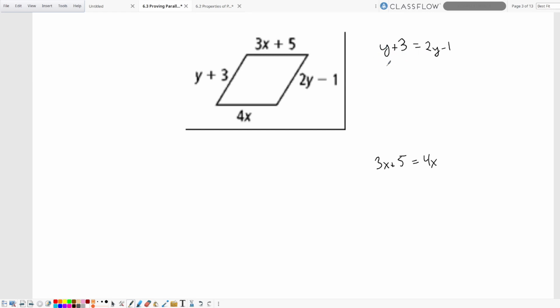So I'm going to go ahead and move this y over here. So we subtract y from both sides. You get 3 is equal to y minus 1. Add 1. You get 4 is equal to y. Here, I'll subtract 3x over, and you get 5 is equal to x. So if y is 4 and x is 5, then this shape would be a parallelogram, because I have shown that both opposite sides are congruent to each other in that case.